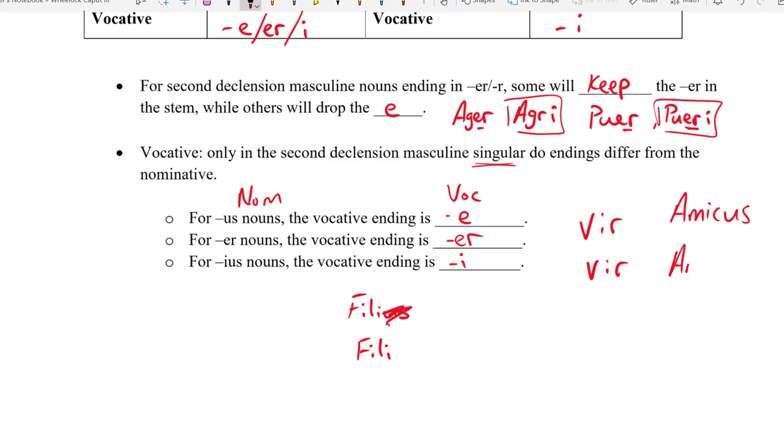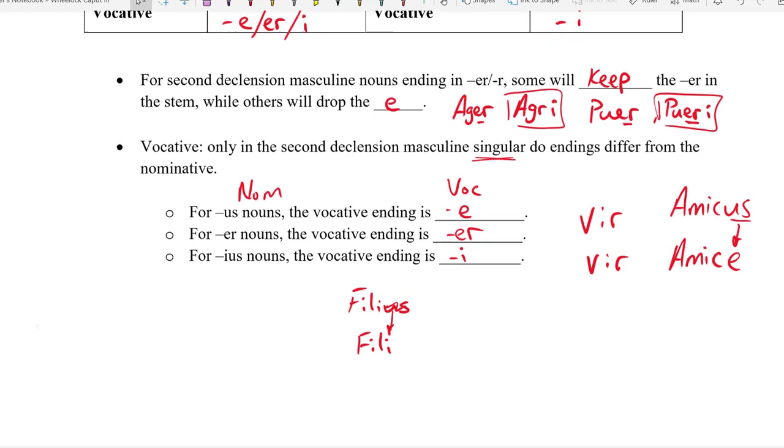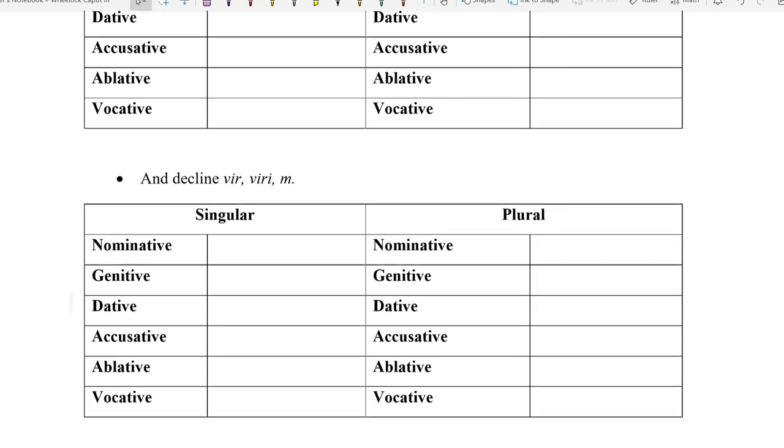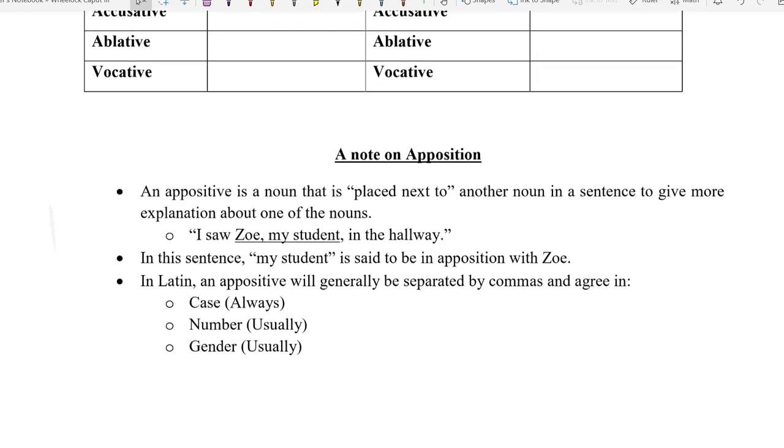Okay, amicus becomes amici; the US changes to an I. Vir stays vir. Filius gets rid of the US and changes just to an I. Okay. Now, I would suggest declining these. I'll give you these to decline on your own on the sheet.